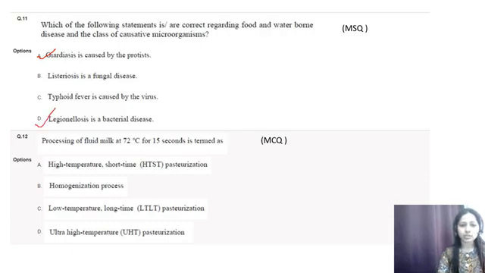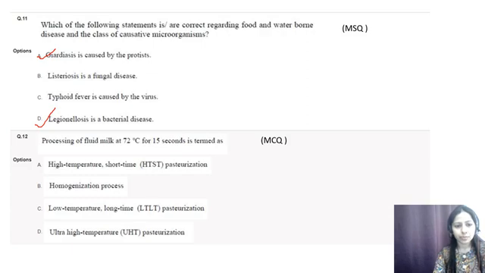Listeriosis is actually a bacterial infection, and it is caused by Listeria monocytogenes. And typhoid fever is also an infection which is caused by the bacteria Salmonella typhi. So over here option A and option D are correct.